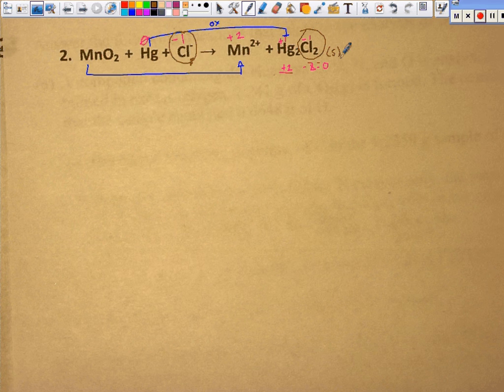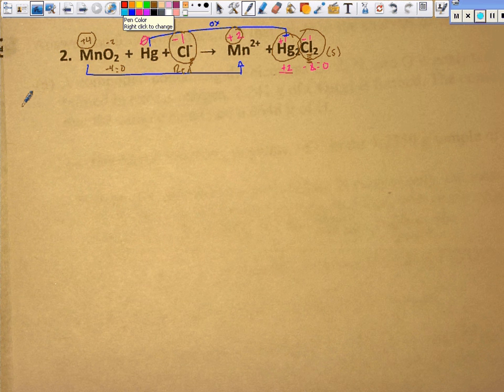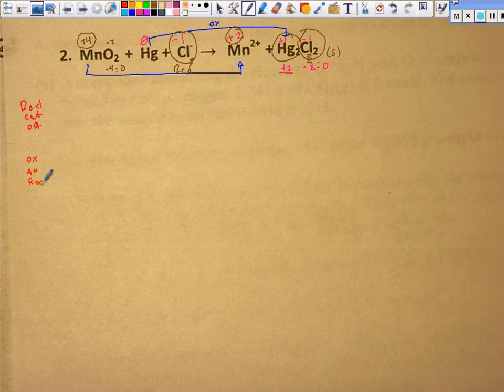Now, manganese, set this equal to 0, -2, -4, so this is a +4. So if you will notice, manganese goes from a +4 to a +2, so that is reduction. So now we have our setup. We have our reduction and our oxidation. All right, so reduction. MnO2 goes to Mn2+.